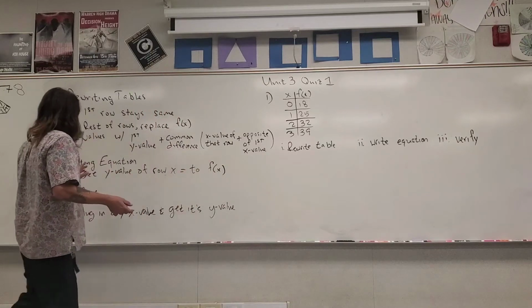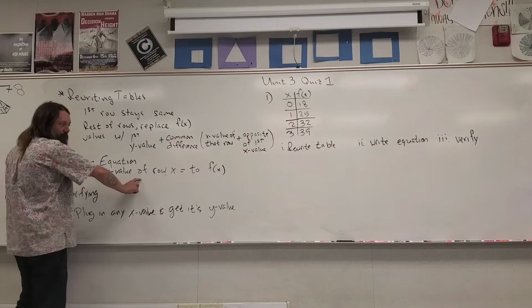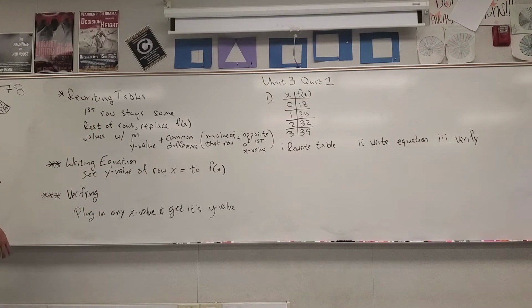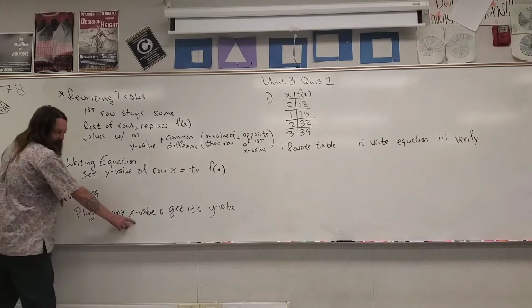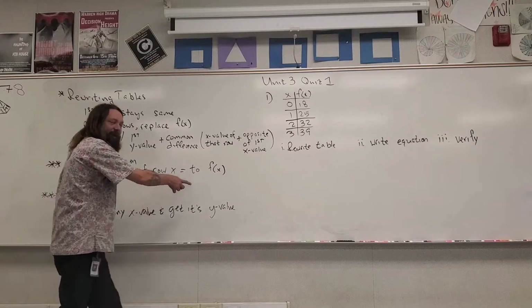Alright? The second thing I'm looking for is writing the equation. Set the y value of row x equal to f of x. That's all you need to do. And the last thing is verifying. Plug in any x value and get its y value.